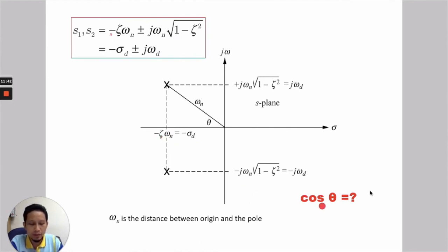So by taking cos theta, so we have theta here, and by taking cos theta, what we have is cos theta equal to negative sigma d over omega n, which we can simplify to equal zeta. So basically, zeta comes from this derivation. We find the cos theta, we actually find the zeta of the system.